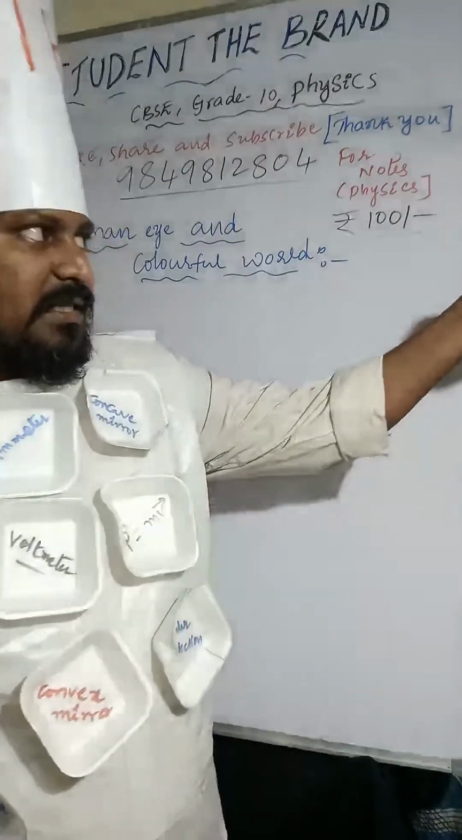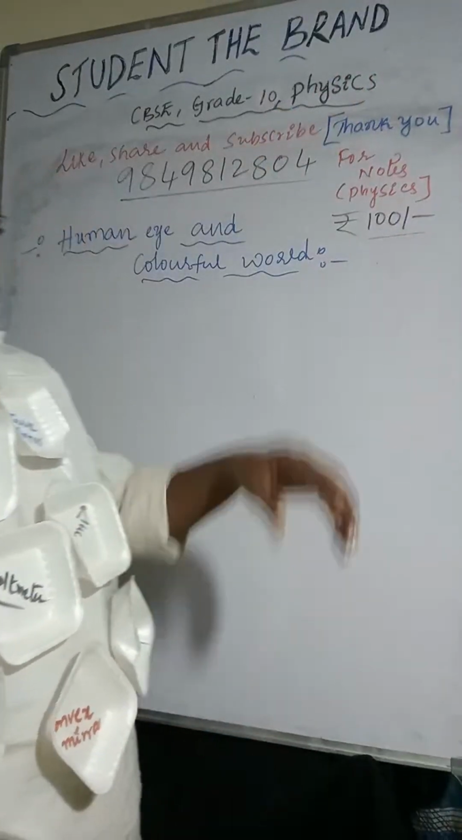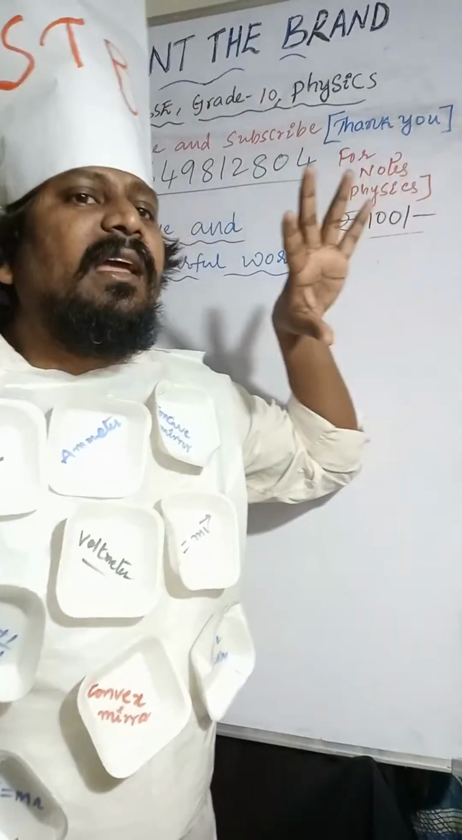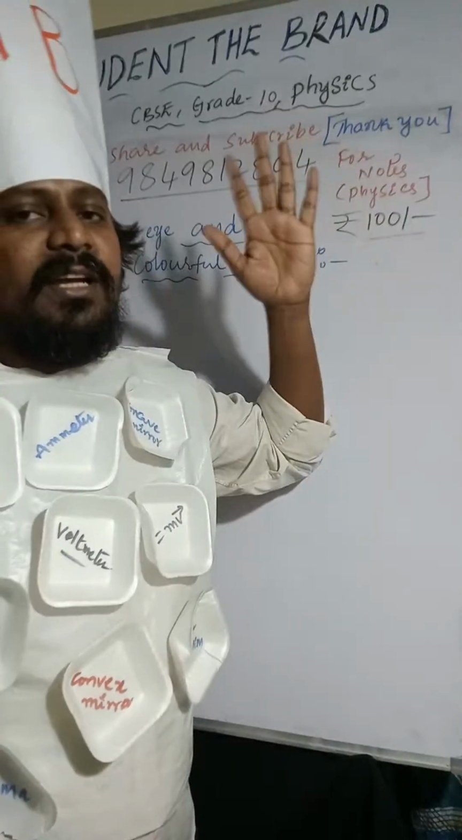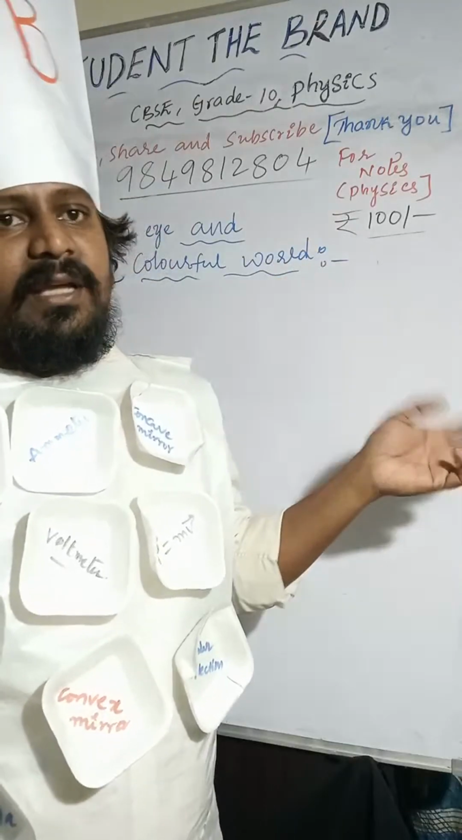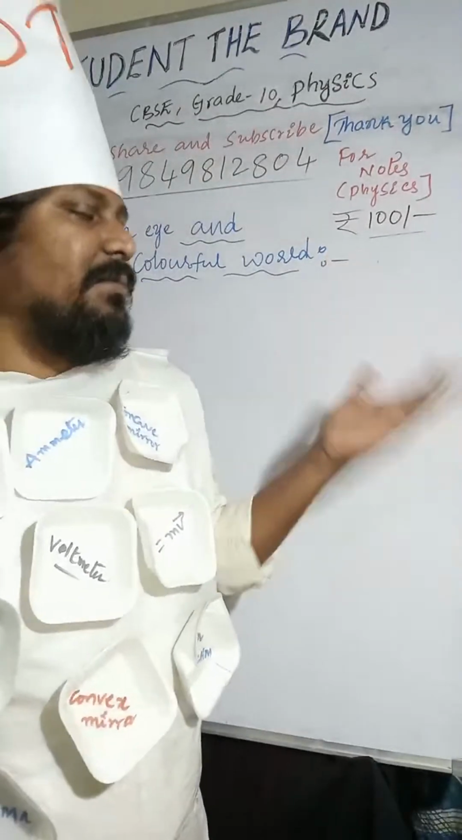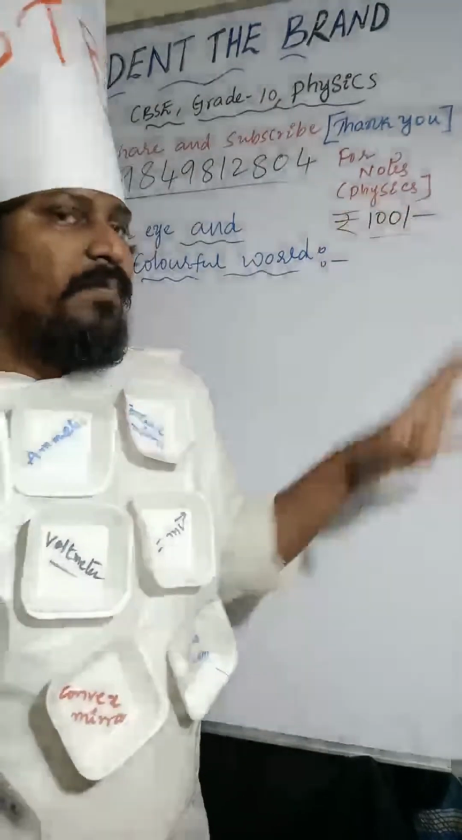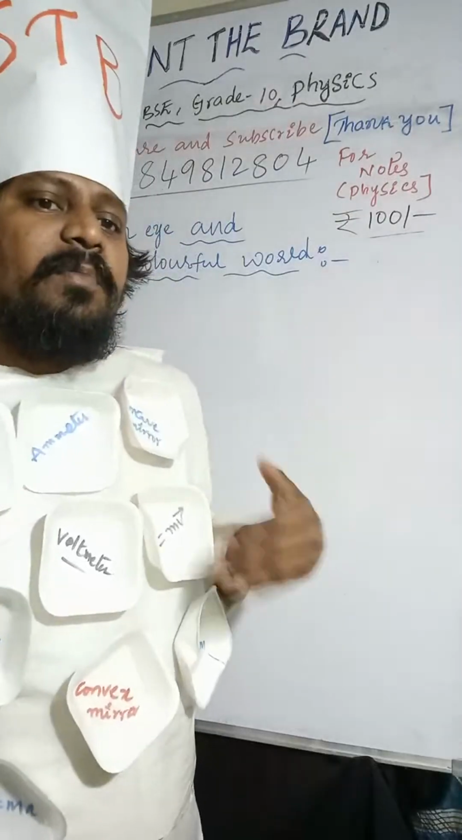The far point is the maximum distance up to which a person can see clearly without any strain or pain. That is nothing but the far point. The far point is infinity. The near point is 25 centimeter.